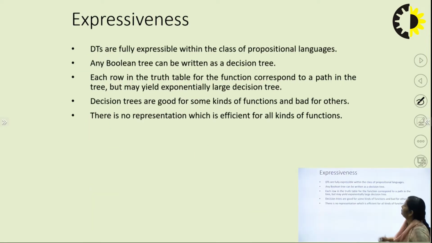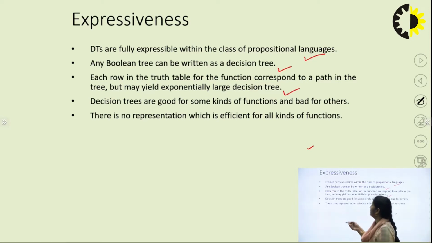Expressiveness. Decision trees are fully expressible within the class of propositional logic. It means if we have the class of propositional logic, we can use a decision tree for any problem. Any Boolean function can be written as a decision tree. Each row in the truth table for each function corresponds to a path in the tree, but may yield an exponentially large decision tree.